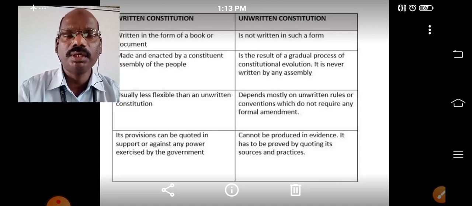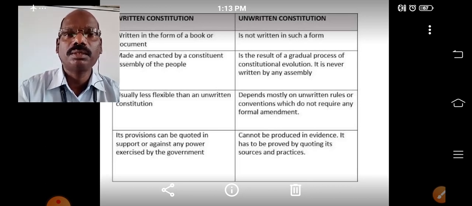As per the wish of the government or ruler, they can change and interpret the laws in their own way. So the changes are possible. The unwritten constitution is easily changeable, or possible to amend. That's the term we want to use there.